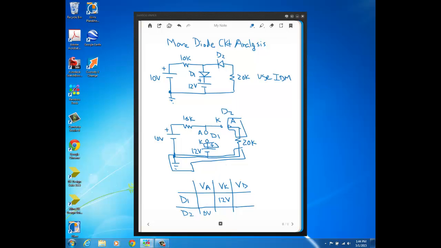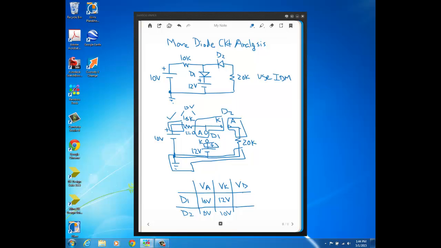That leaves this node, which is both VA for D1 and VK for D2, right? Same connection point. And here is a known node of 10 volts. And there's 0 volts across this 10K ohm resistor because there's no current flowing through it. I is 0 here. There's no complete path for current to flow through that resistor back to the sources. So 0 volts across something means the voltage is the same on both sides. So 10 volts on this side with respect to ground means there's 10 volts at this node with respect to ground. So 10 volts for VA for D1 and 10 volts for VK for D2.